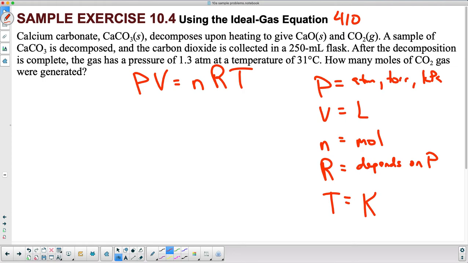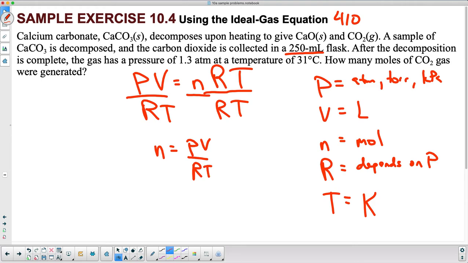Well, here's what I'm going to do. For instance, the volume here is in a 250 milliliter flask. First of all, what are we looking for? A sample of CaCO3 is decomposed. Carbon dioxide is collected at 250. After the decomposition is complete, the gas has a pressure of 1.3 atmospheres. How many moles? So I'm looking for the number of moles. So what I do is I divide both sides by RT, like this, and I get N equals PV divided by RT.